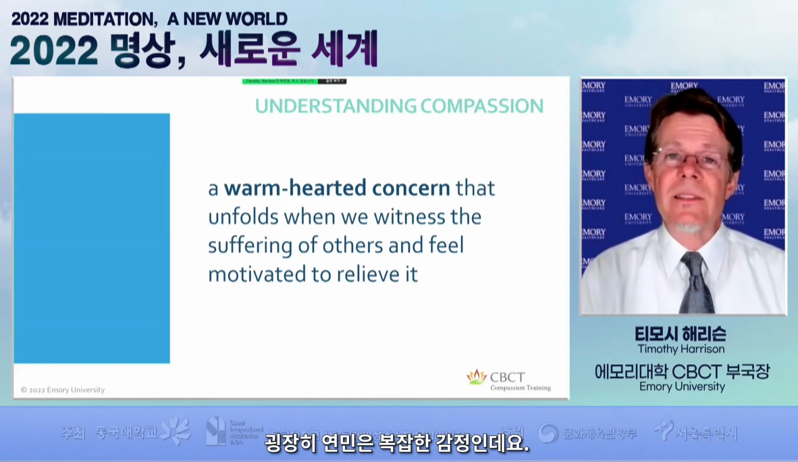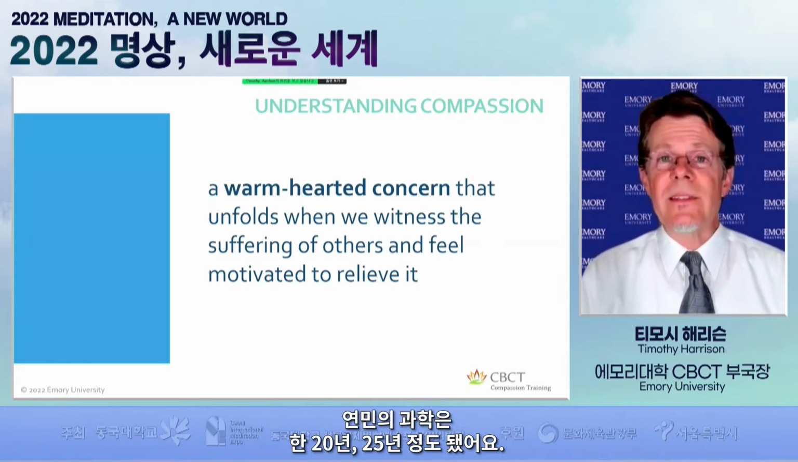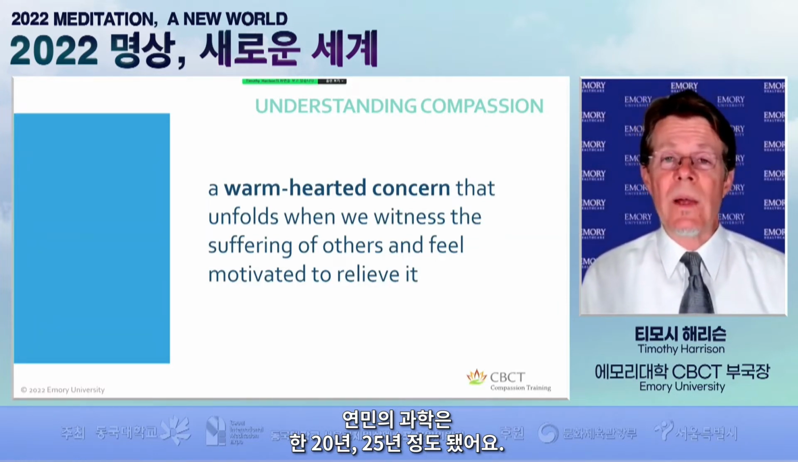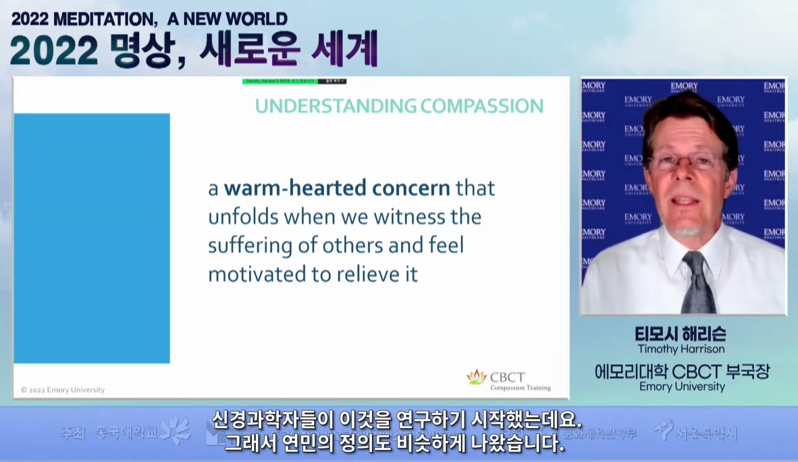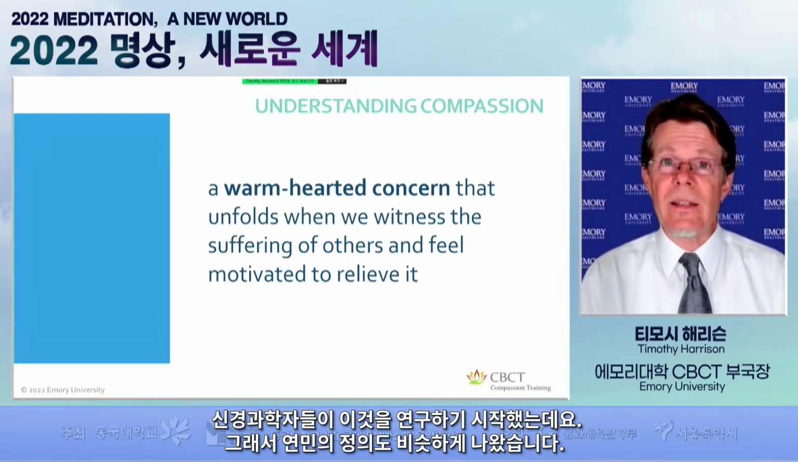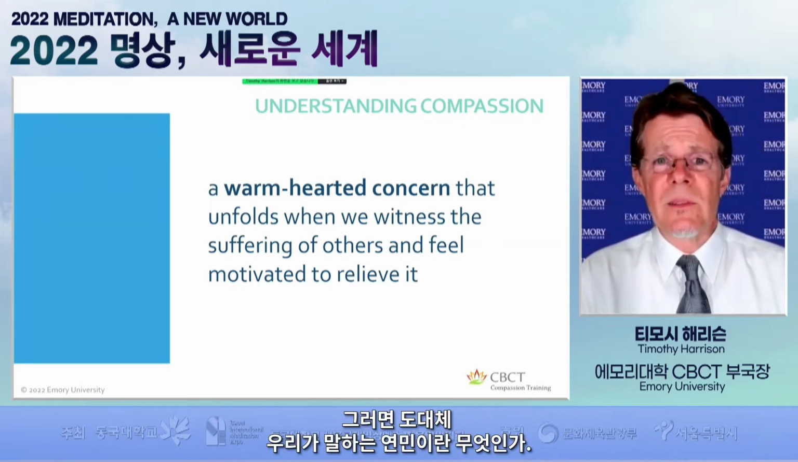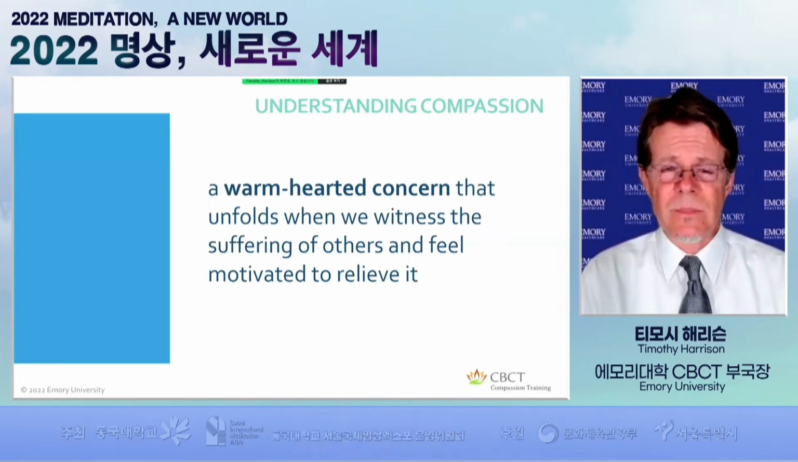It's a complex emotion. There's a lot written about it. And actually, the science of compassion is fairly new. I'd say it's about 20, 25 years old. Before that, there were really no scientists studying this thing we call compassion. So the definition of compassion is also new and somewhat developing. But it's worth me explaining what we mean by compassion in CBCT.